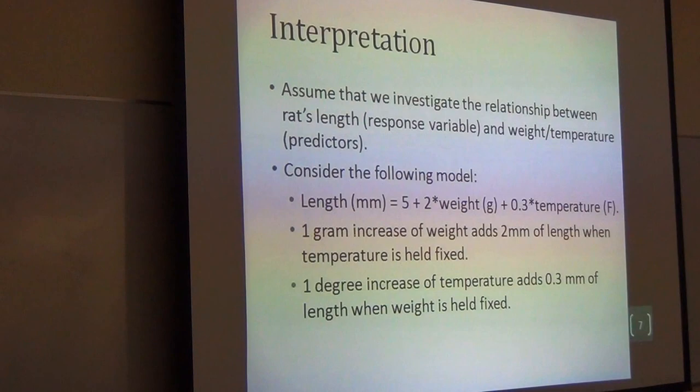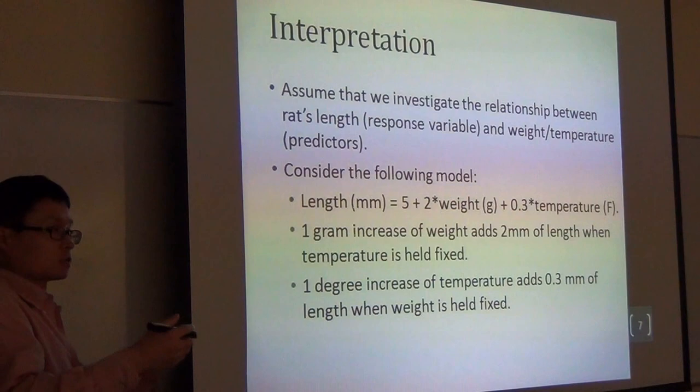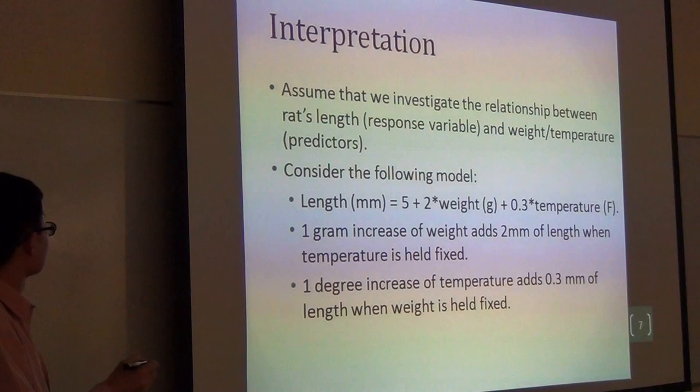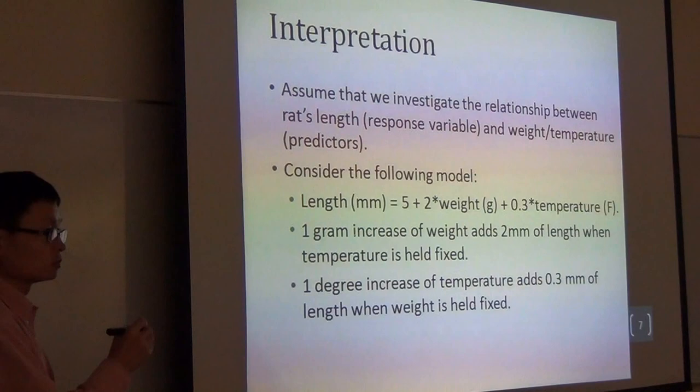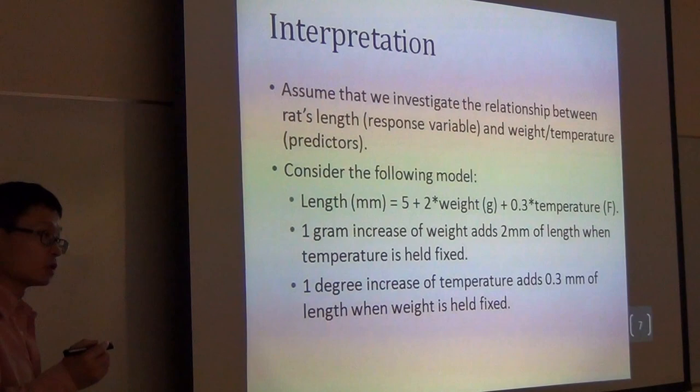So how can you interpret this relationship? When you run some program, I'm not sure what kind you use, Excel or maybe SAS, SPSS, Stata or R, you obtain those numbers, 5, 2, 0.3, and corresponding p-values. Based on the p-value, if it is smaller than typically 0.05, then you think it's significant, and we keep those variables in the model.